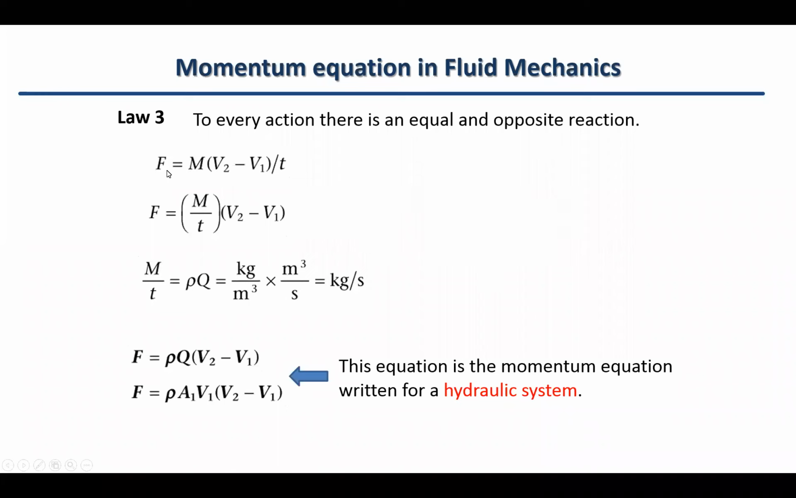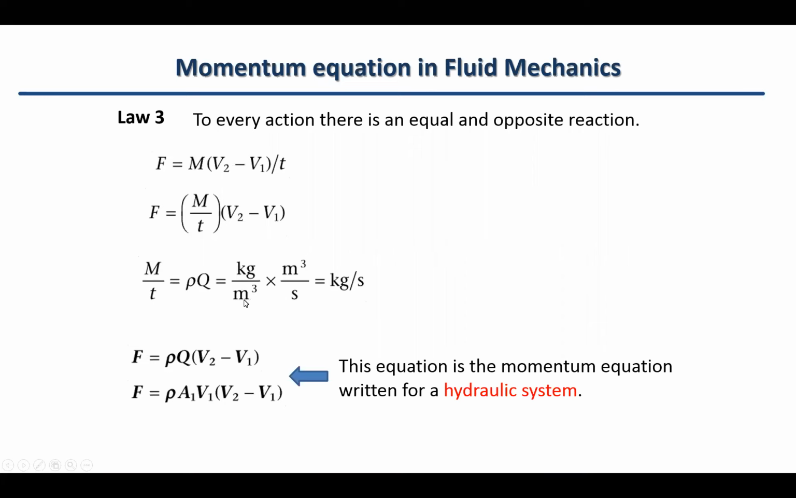So we have this formula, F is equal to m times, inside the bracket, v2 minus v1, all divided by t, the time. If you consider m over t as one term, we can write it in a different way. We learned the concept of the flow discharge. Discharge is denoted by Q, and with the density, we can write m over t is equal to rho Q. Okay, so they are exactly the same.